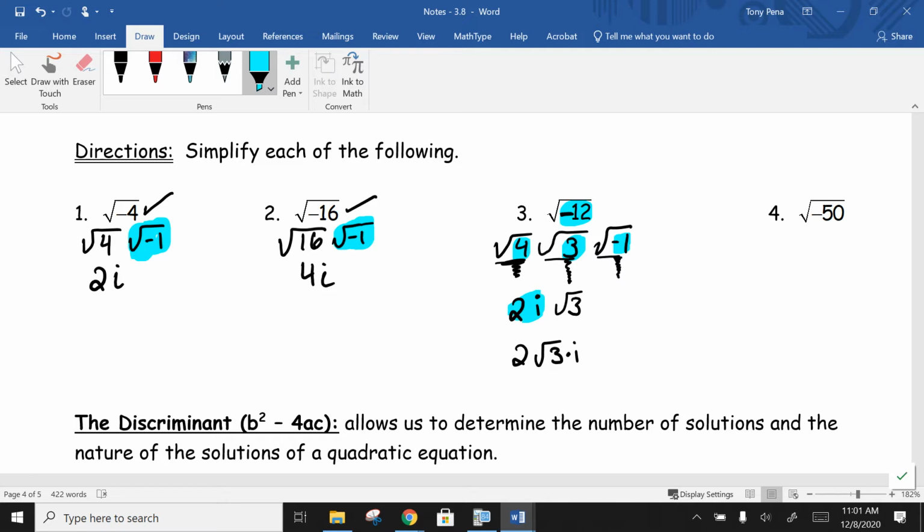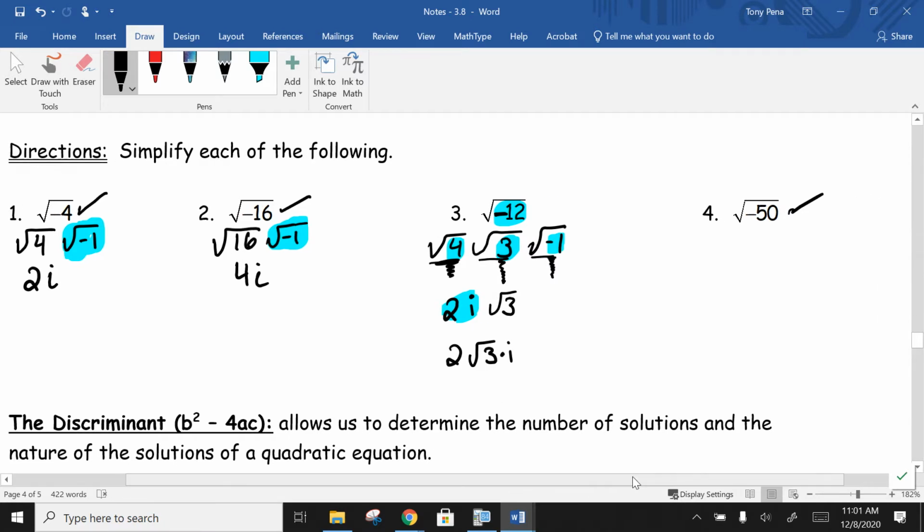Okay? All right, so last one real quick. Do number 4. See if we can simplify that now using our imaginary unit i. So do the 50 normally, like we've been doing root 50 for a while, simplifying that. And then now we just have to understand how to handle the negative part.